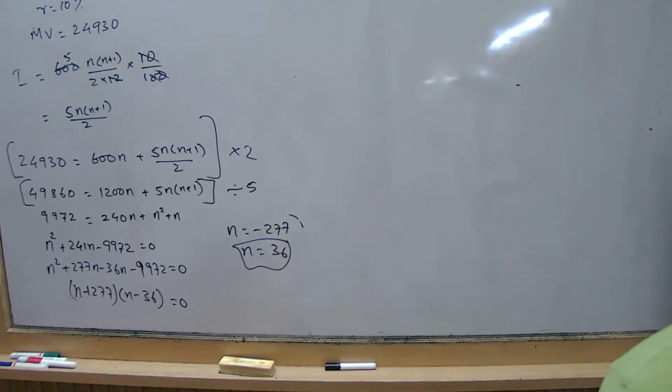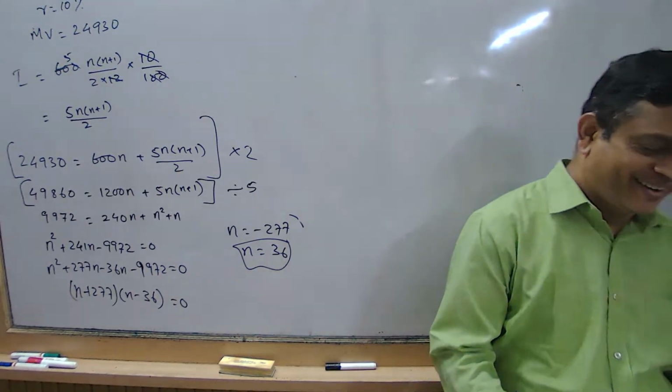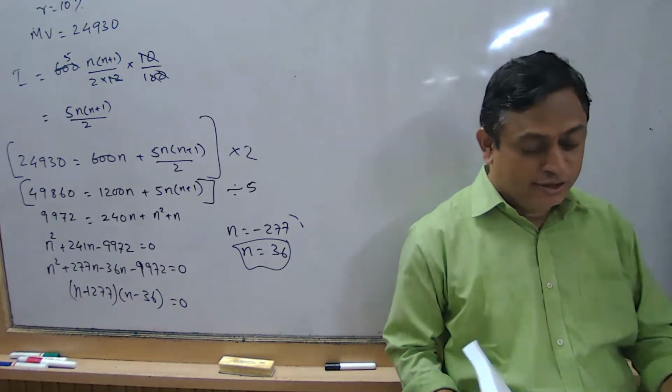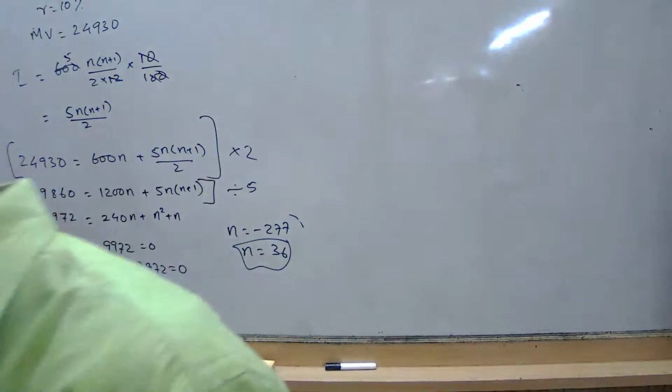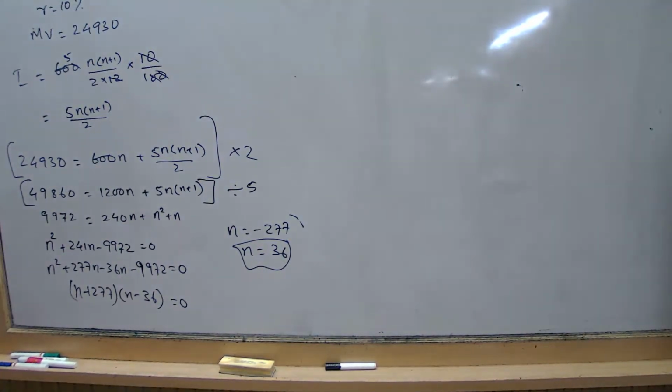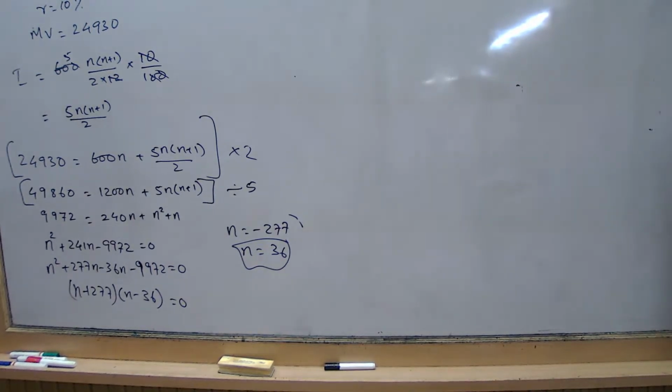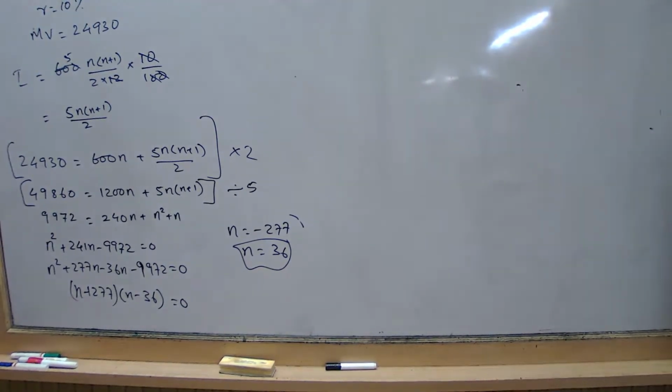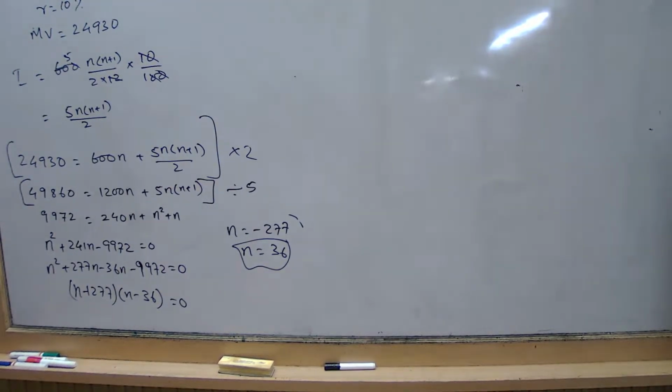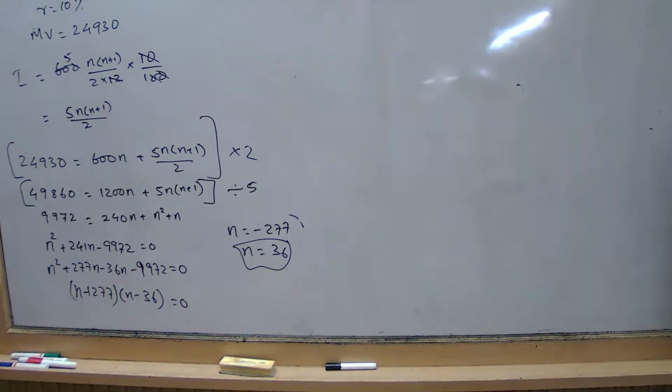Since nobody got the answer, I'll give another question. Let's see. 4 years, 200 rupees per month, whose maturity value is 11,364. Should I repeat? 4 years, 200 rupees per month, maturity value is 11,364. You have to find out the rate of interest.